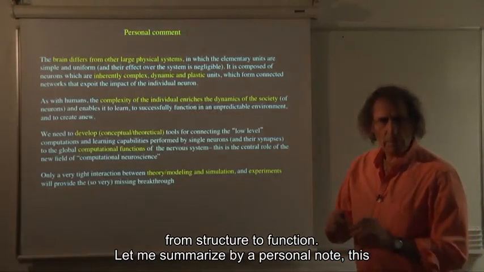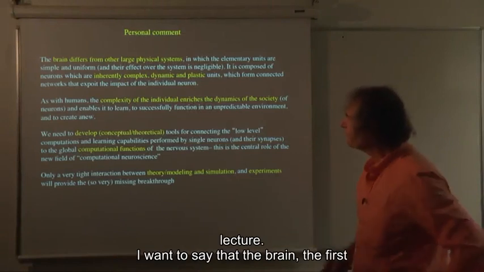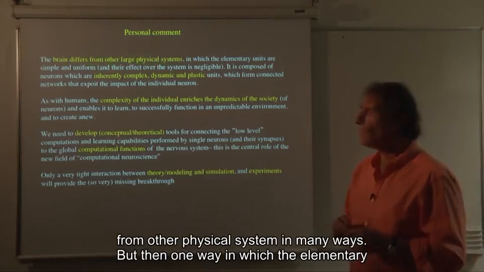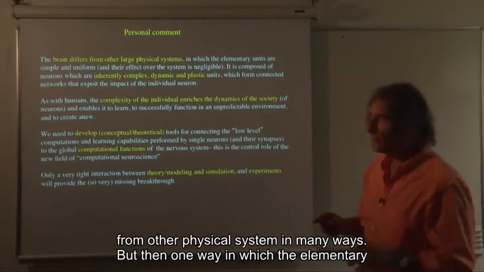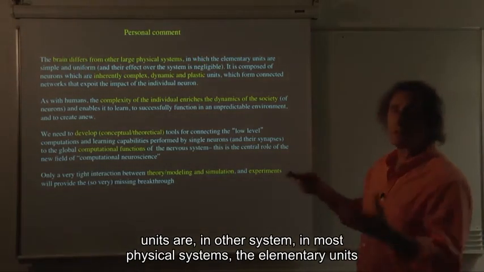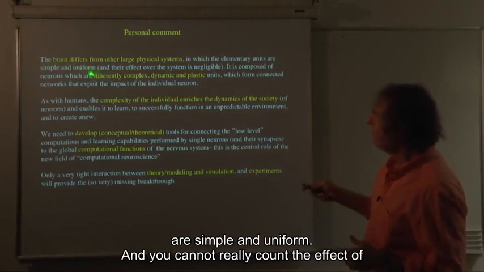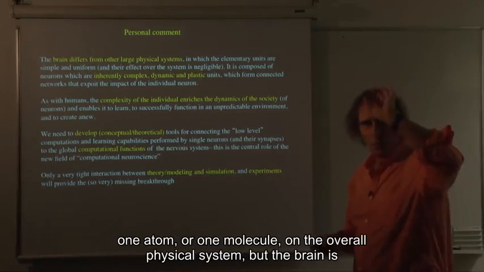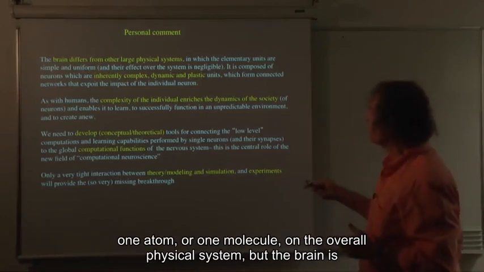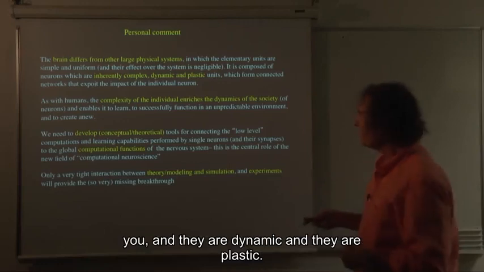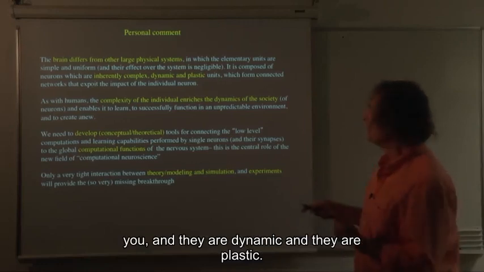Let me summarize this lecture with a personal note. I want to say that the brain differs from other physical systems in many ways, but in one way in which the elementary units are, in most physical systems, simple and uniform. And you cannot really count the effect of one atom or one molecule on the overall physical system. But the brain is composed of nerve cells, of neurons, which are inherently complex, as I showed you. And they are dynamic and they are plastic.